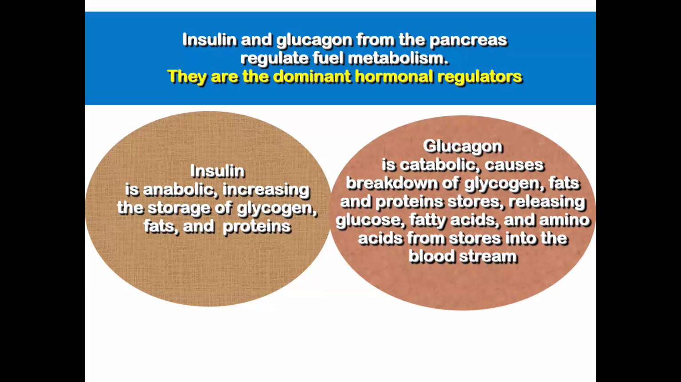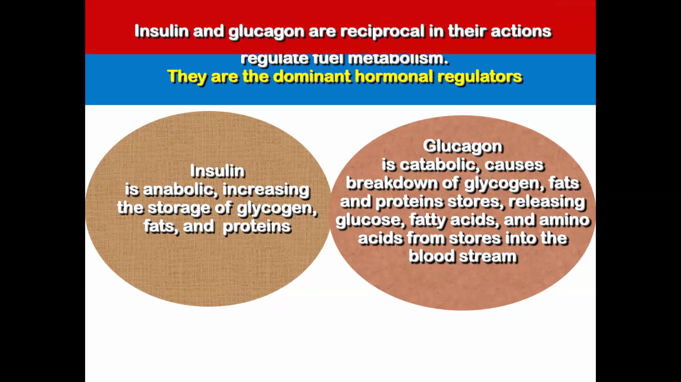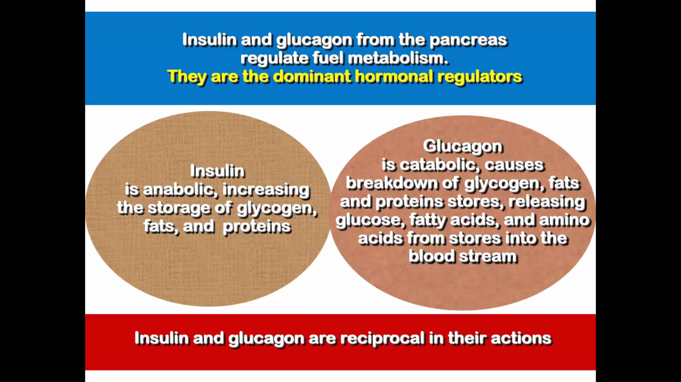And insulin is an anabolic hormone. It will build up these stores. It will synthesize these stores of fats, proteins, and glycogen in our body. So both these hormones are reciprocal. Reciprocal means they are opposite of each other in their actions, and they produce opposite effects. Insulin is building, whereas glucagon is breaking.